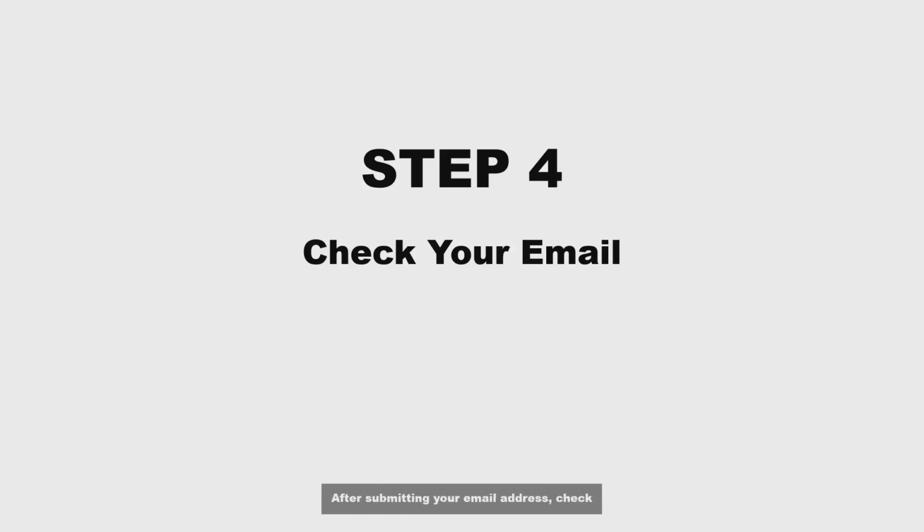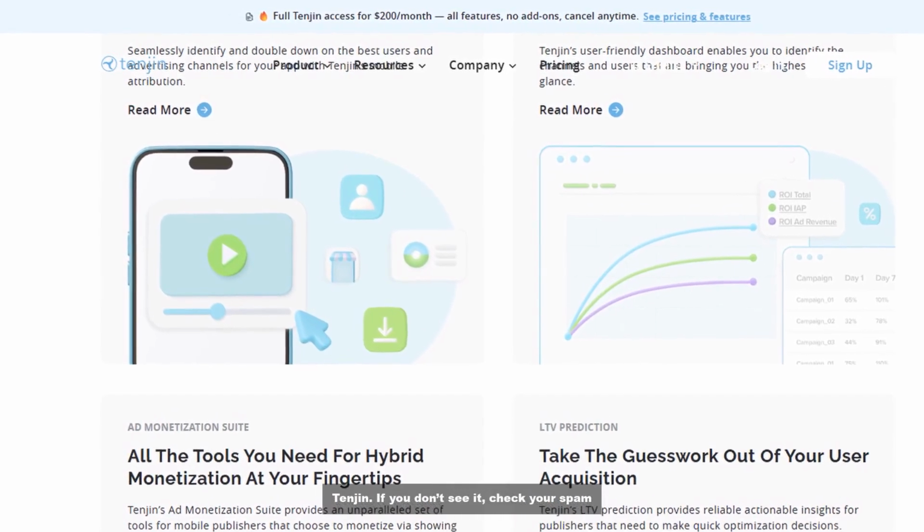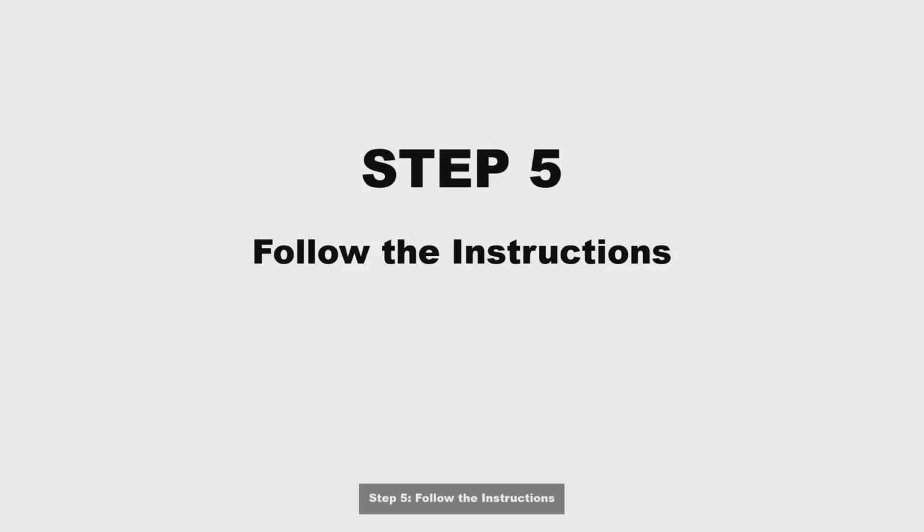Step 4. Check your email. After submitting your email address, check your inbox for the password reset email from Tenjin. If you don't see it, check your spam or junk folder.